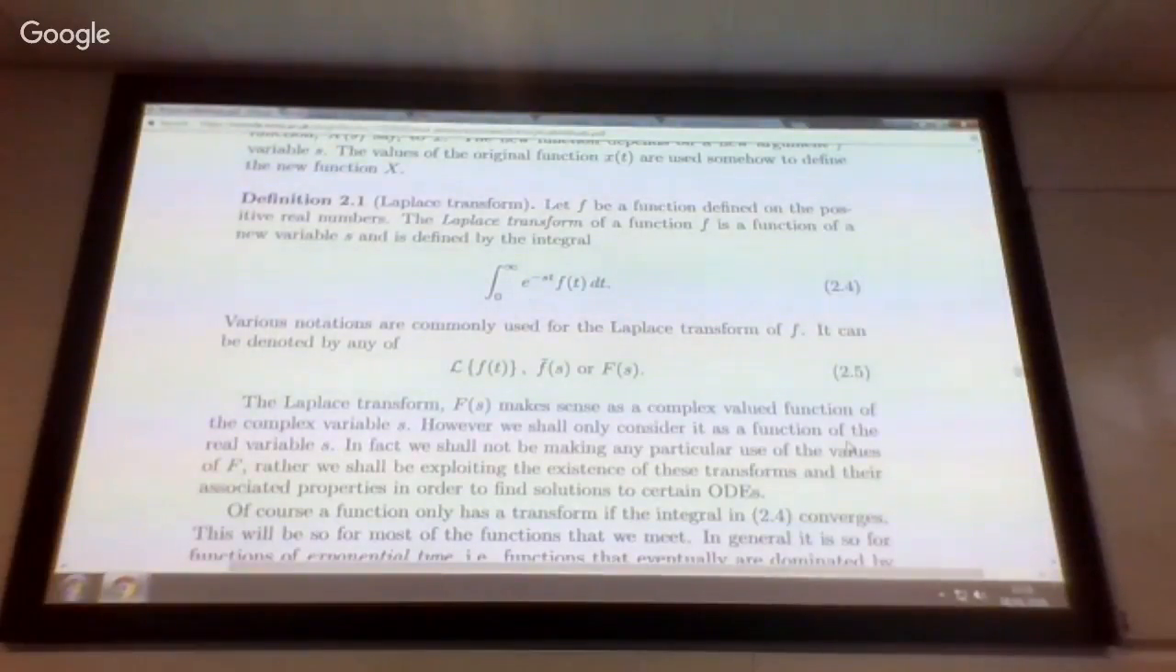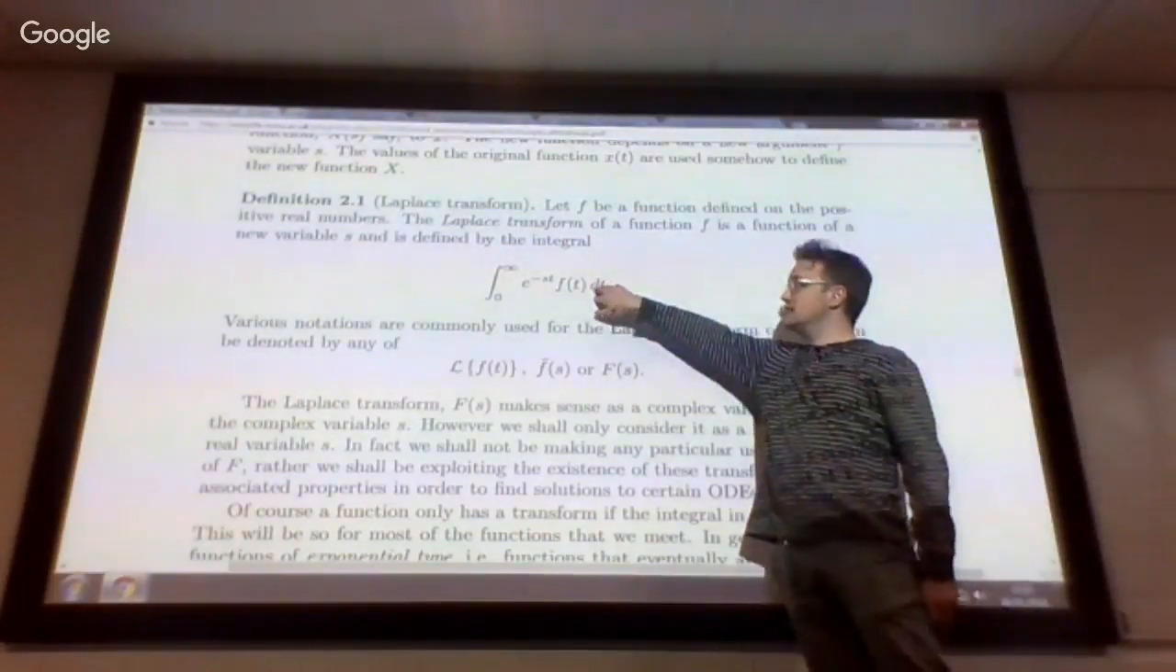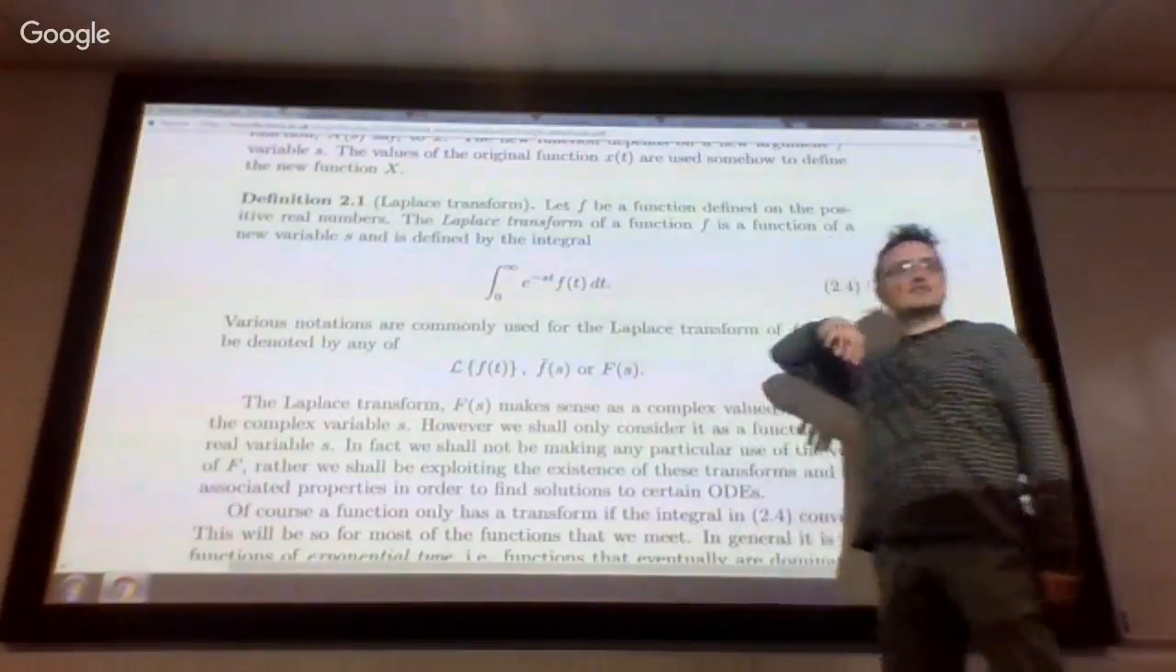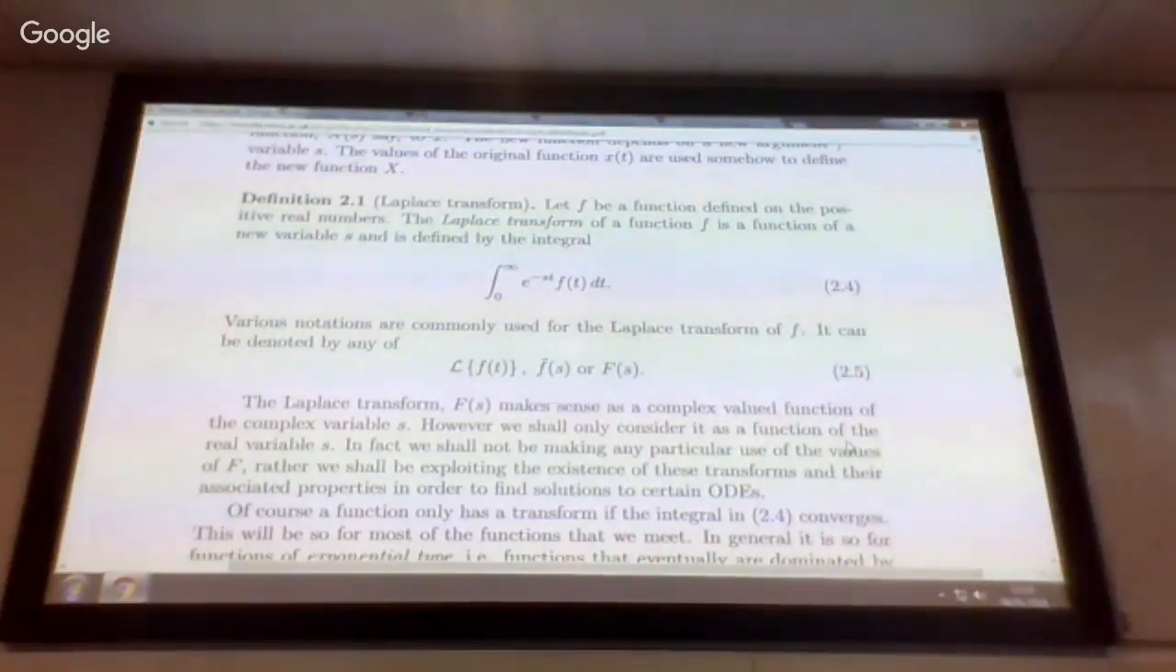Now, why this should have any connection with differential equations, or why this should be any use when you're trying to solve differential equations, is not immediately apparent. It's not apparent to us yet. But we'll discover the link that this has, and the reason it's a good thing to do when you're trying to solve a differential equation. We'll discover that in time, in due course.